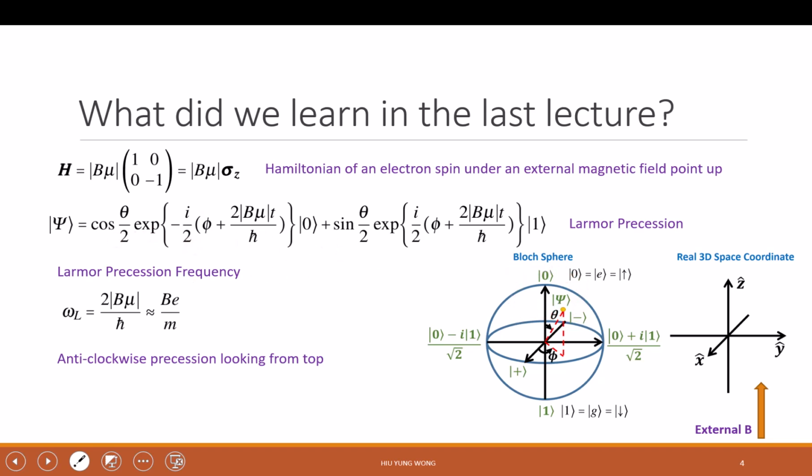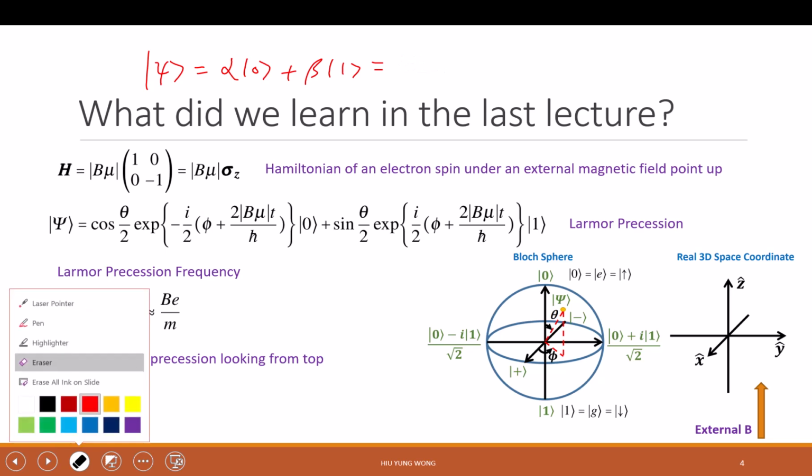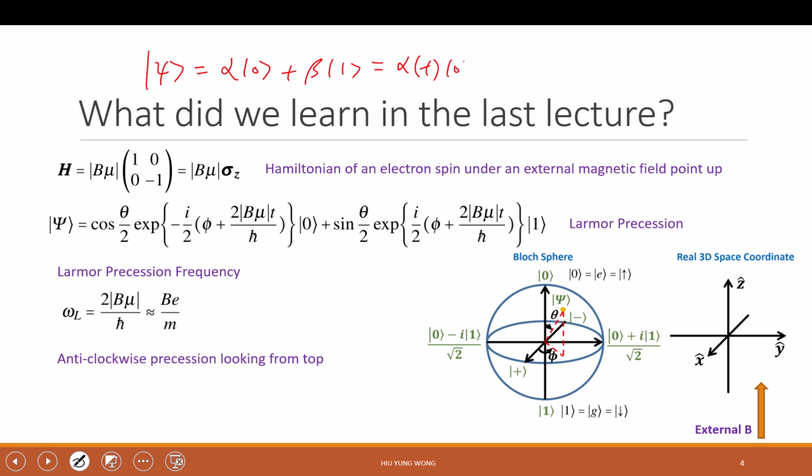z-axis. If this looks complicated to you, just recall what we have been talking about: psi equals alpha 0 plus beta 1. This is just a general state, right? Now, as time goes by, alpha and beta will be time dependent because we put it under the external magnetic field. But we already proved earlier that, although these are two complex numbers, we don't care about global phase, and because the normalization needs to be 1, we can represent this as cosine theta divided by 2 e to the power negative i phi divided by 2 0 plus sine theta divided by 2 e to the power i phi divided by 2 1. So that this is represented on the Bloch sphere.